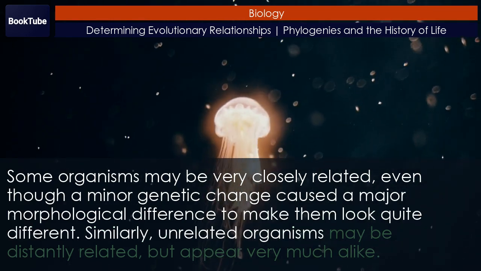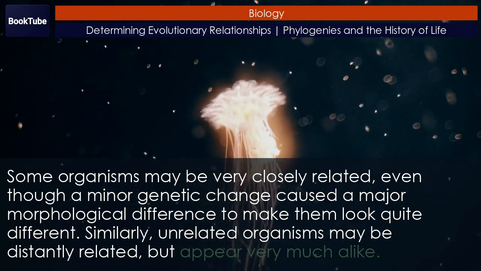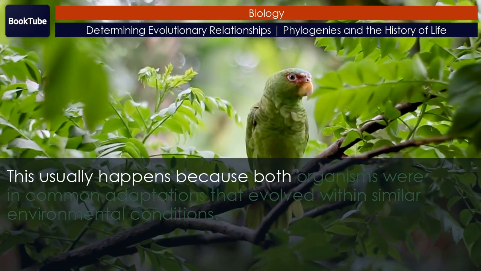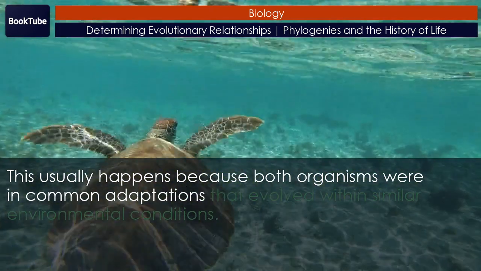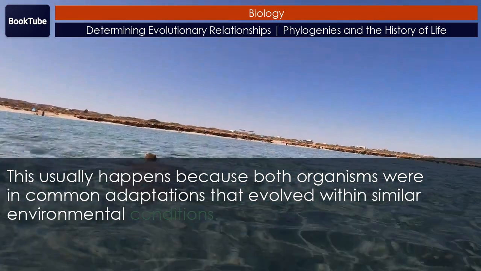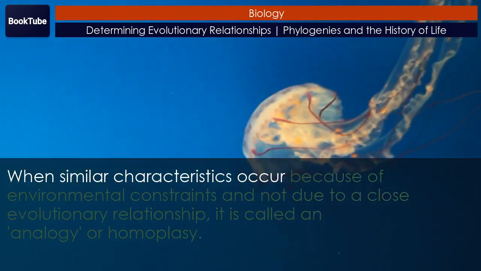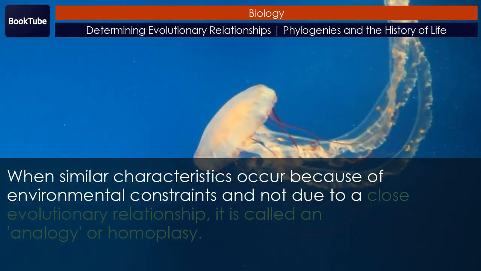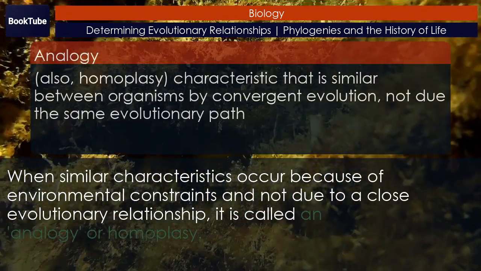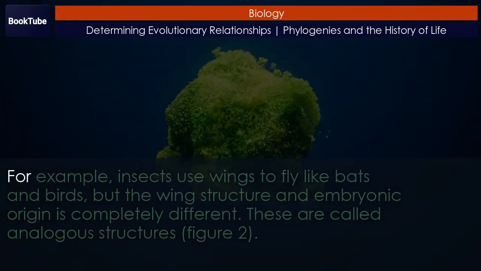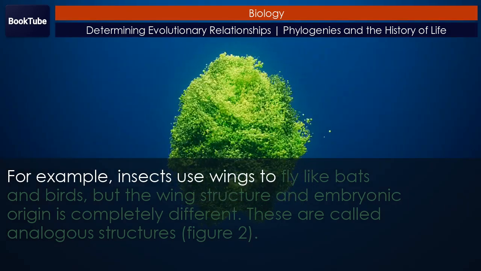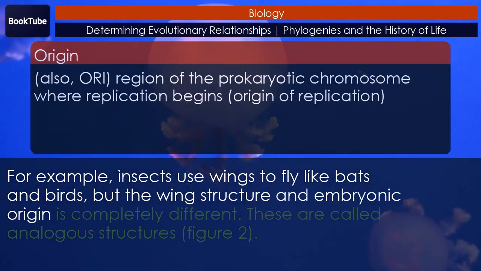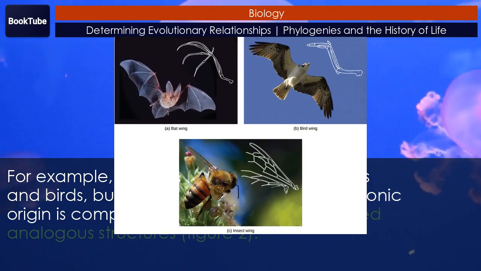Similarly, unrelated organisms may be distantly related, but appear very much alike. This usually happens because both organisms evolved common adaptations within similar environmental conditions. When similar characteristics occur because of environmental constraints and not due to a close evolutionary relationship, it is called an analogy or homoplasy. For example, insects use wings to fly like bats and birds, but the wing structure and embryonic origin are completely different. These are called analogous structures.